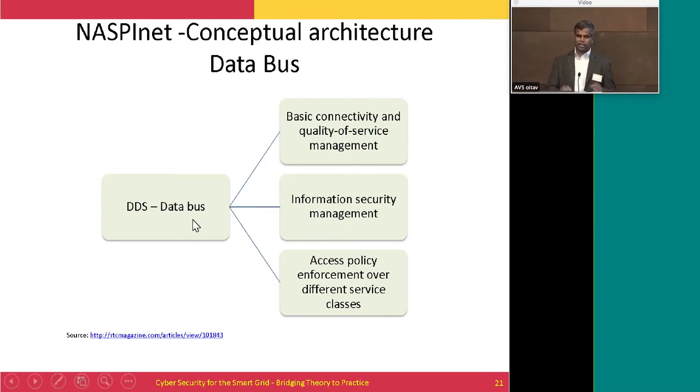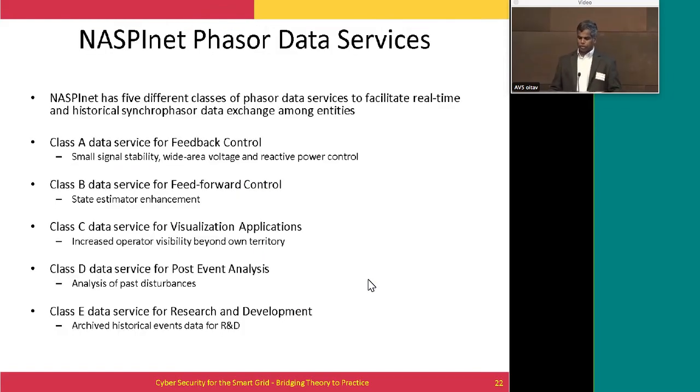So when we say bus, it's not one single bus, it is an abstraction of a network, a wide area network. So the routers, all those things part of the bus, communication links, they have to provide information security, access control policies, and providing differentiated services. For class A, class B, class C, there are different quality of service levels depending upon the application. Higher quality of service level should get better treatment than the next quality of service level. That leads to data services. There are five different types of service level defined.